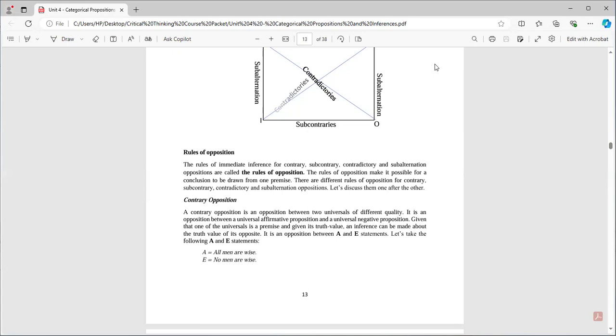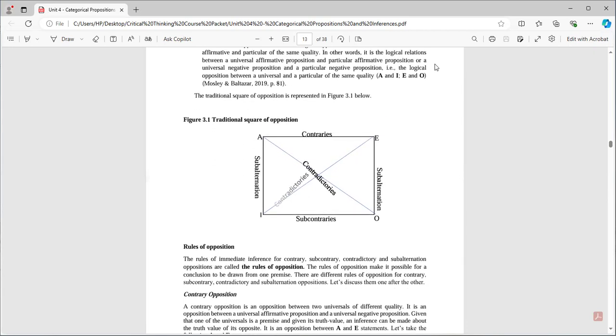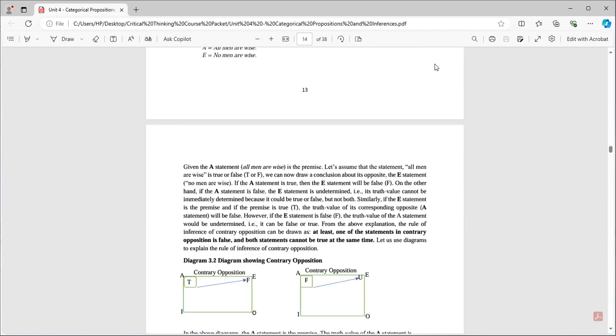So immediately, we are talking about immediate inference. We cannot tell whether our conclusion, no men are wise, is true or false. So we'll say that our conclusion cannot be determined. It's based on further investigation to know whether some men are wise, some are not wise, is true or false, before we can get to our conclusion. So if our premise is false, our conclusion is undetermined. We can't tell the truth value immediately. So you put U, undetermined, there. So let me see the analysis here.